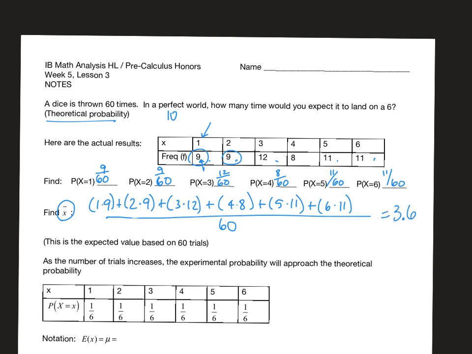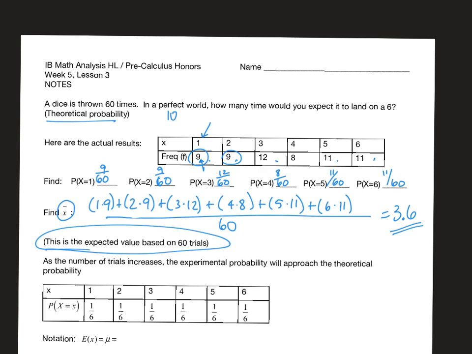Now this is kind of hard to wrap your head around, but go with me here. This is what's called the expected value. I know when you toss the die, you're never going to get this decimal. You're only going to get the integers. It's just what's called the expected value.